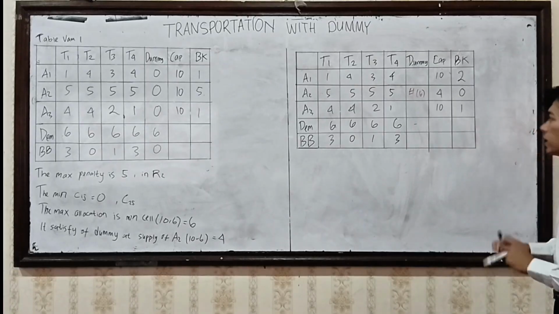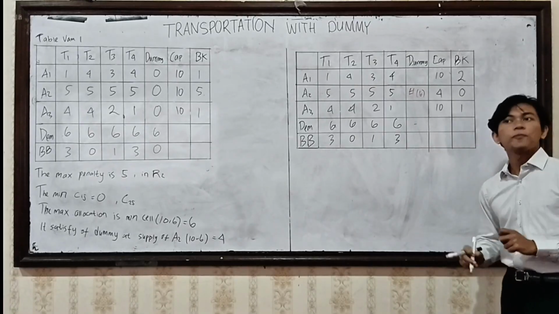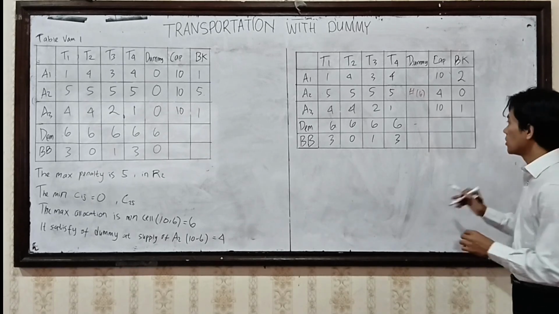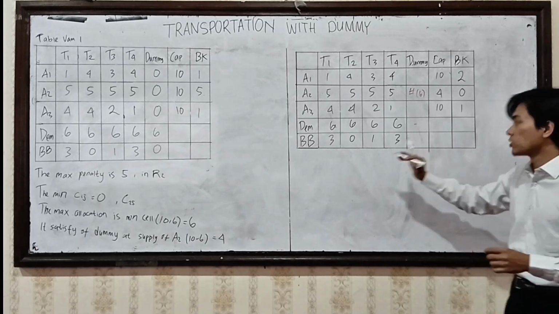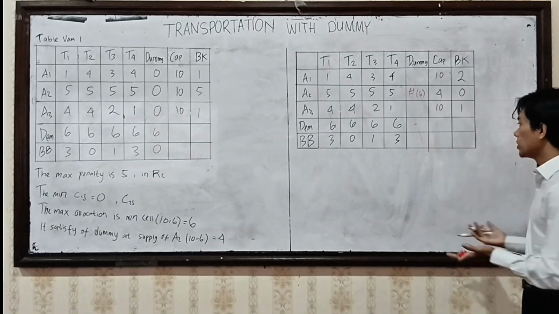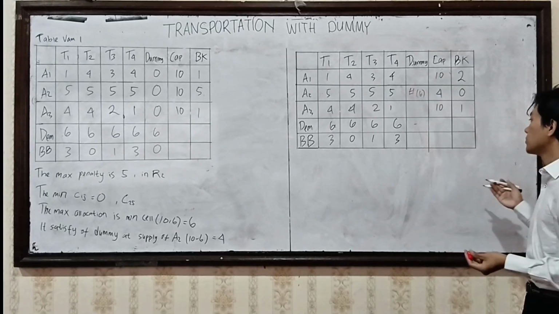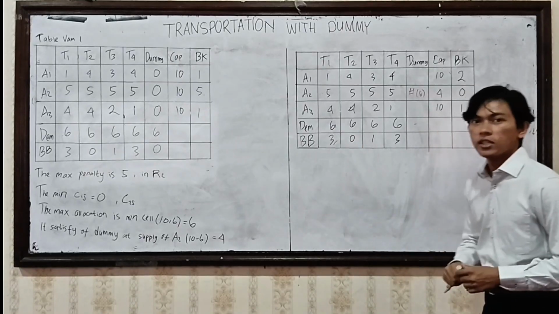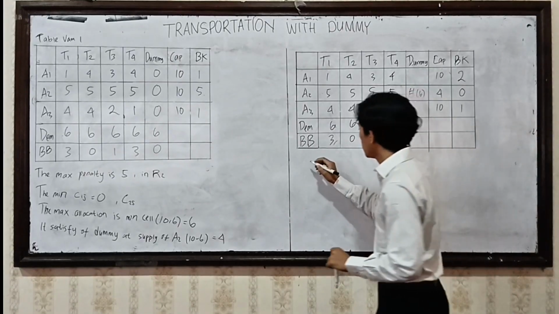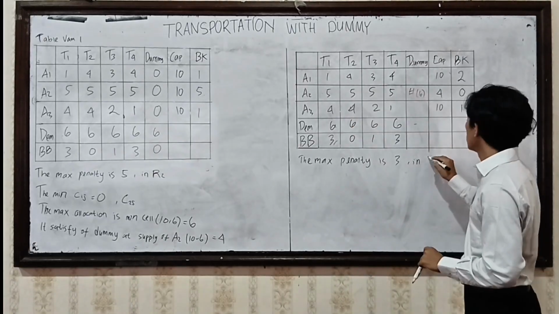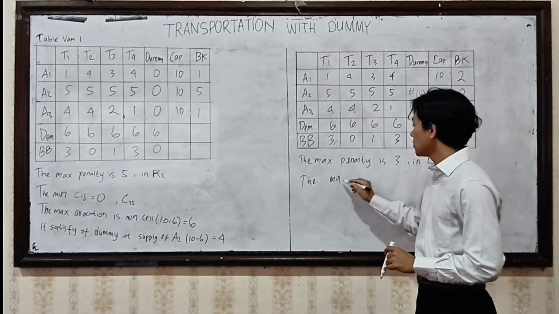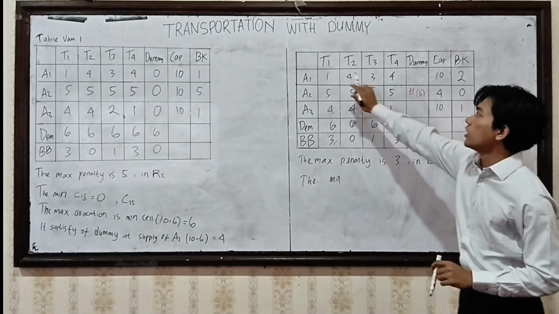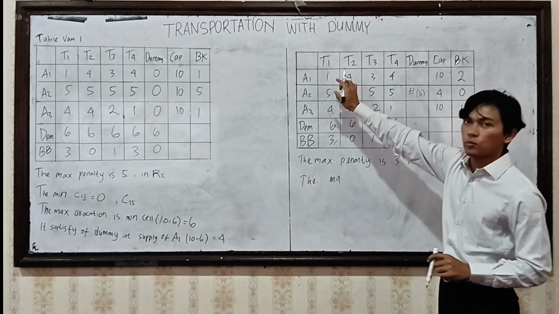Then we want to find the maximum penalty in this PK or PP. So we have the maximum of 3 and we have 2 columns. So what will we choose? We could choose either one, but I will choose column 1, P1. And now we do the same way. The minimum for column 1 is 1, in C1, 1.